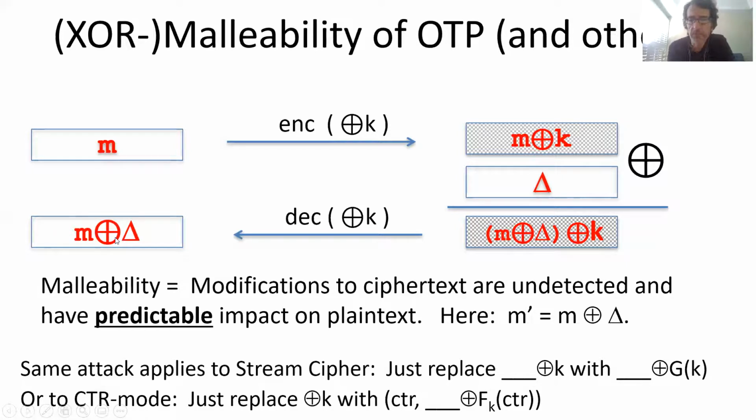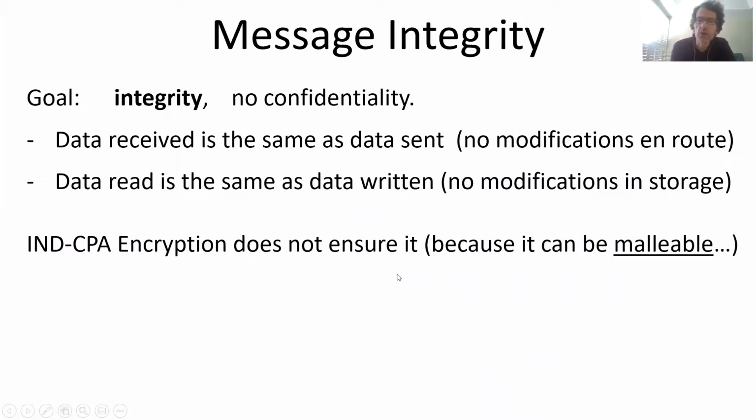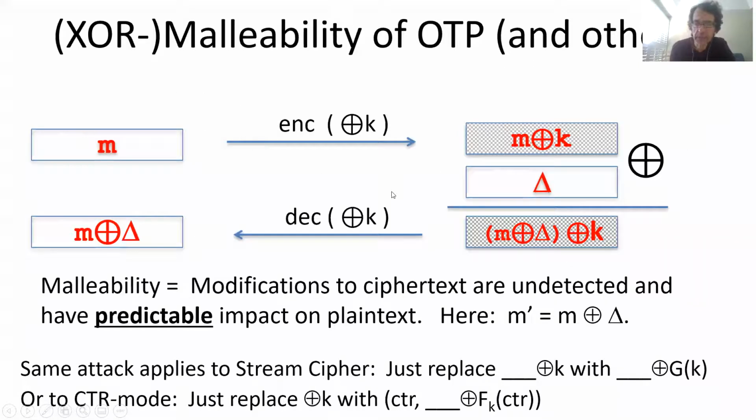This will apply to stream cipher, right? Just replace XORing with a key with XORing with G of K, and it's also true for counter mode here. And CBC you check by yourself. So none of these modes have integrity, basically, right?